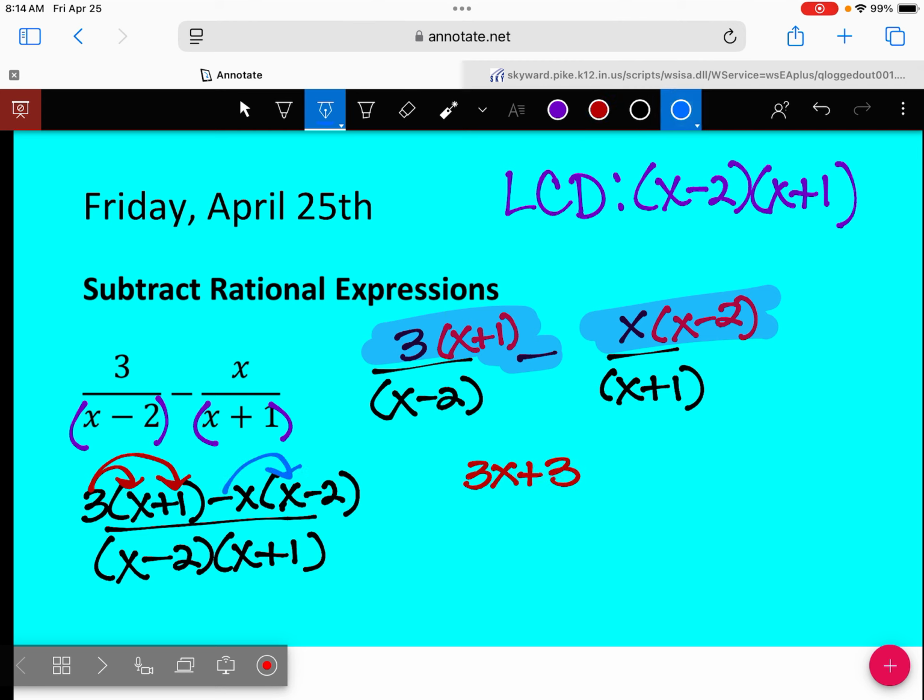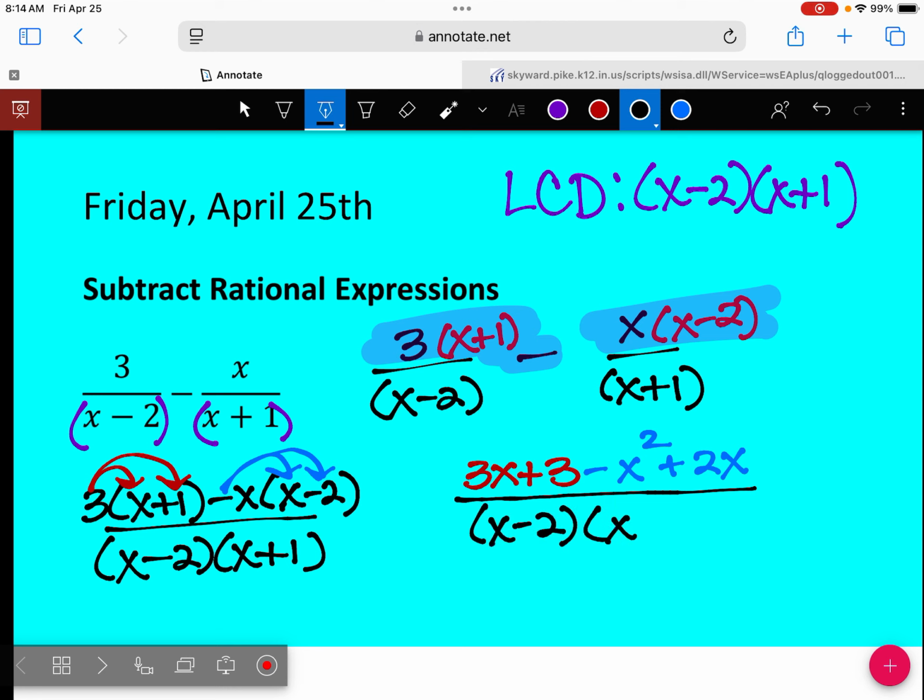The second parentheses, I'm multiplying by negative x. So negative x times x is negative x squared. Negative x times negative 2 is a positive 2x. And that's all over my denominator of x minus 2, x plus 1.